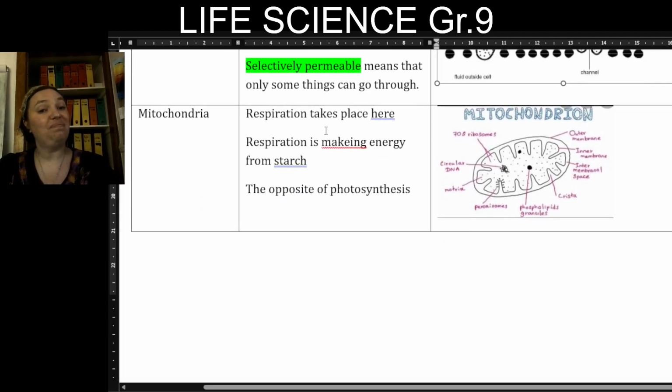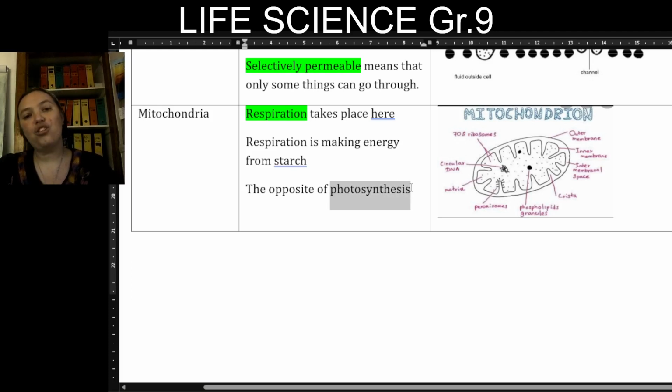The mitochondria. I know this is a tricky word to remember, mitochondria. The mitochondria is where respiration happens. Respiration is making energy from starch, and it is the opposite of photosynthesis. Photosynthesis happens in plants. Photo is light, synthesis is make, so it uses light to make starch.